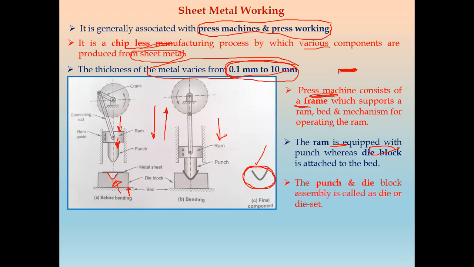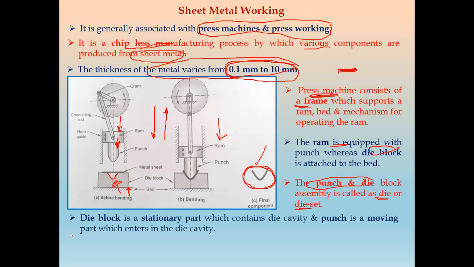The punch and die block assembly. We have a punch and this die block assembly, and this assembly is called a die or die set. So if you see this die block or die, it is a stationary part.